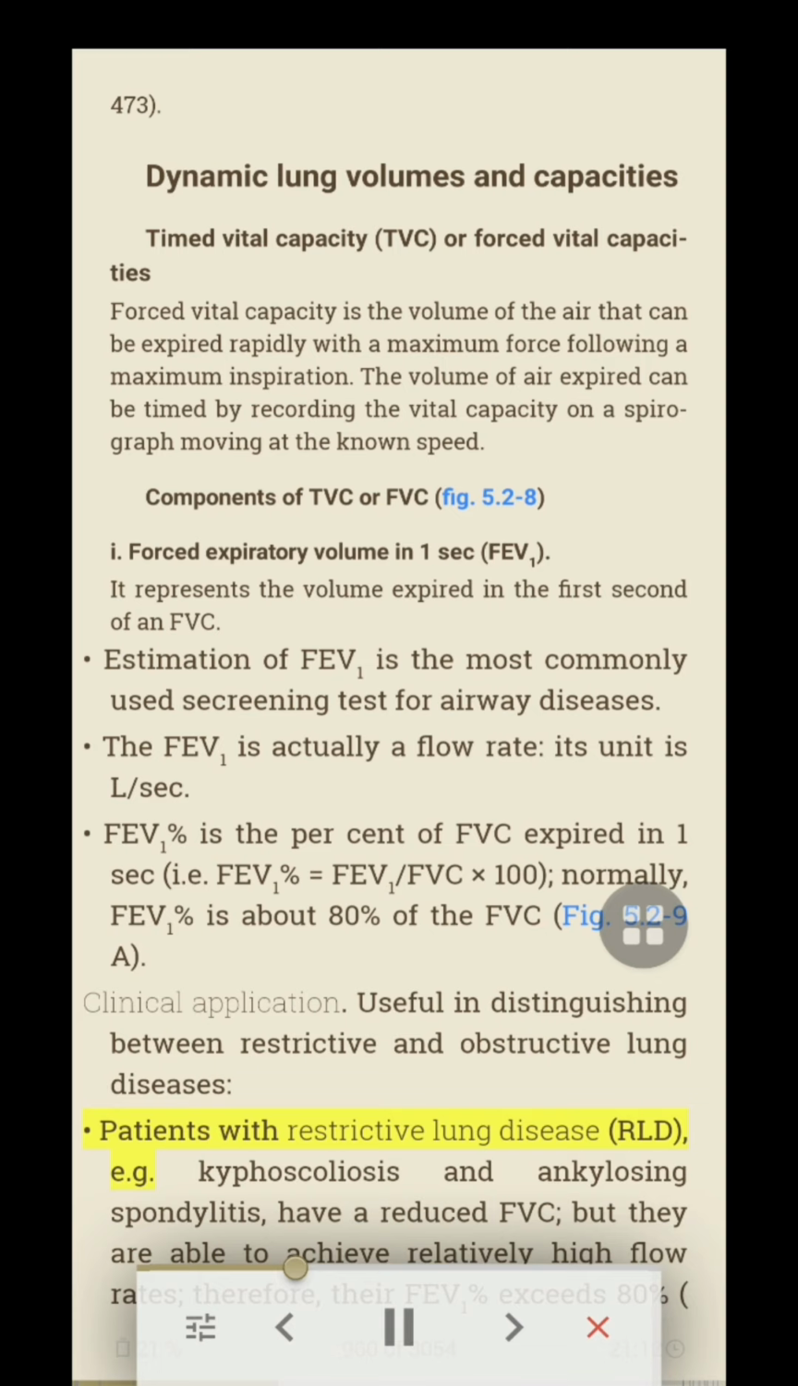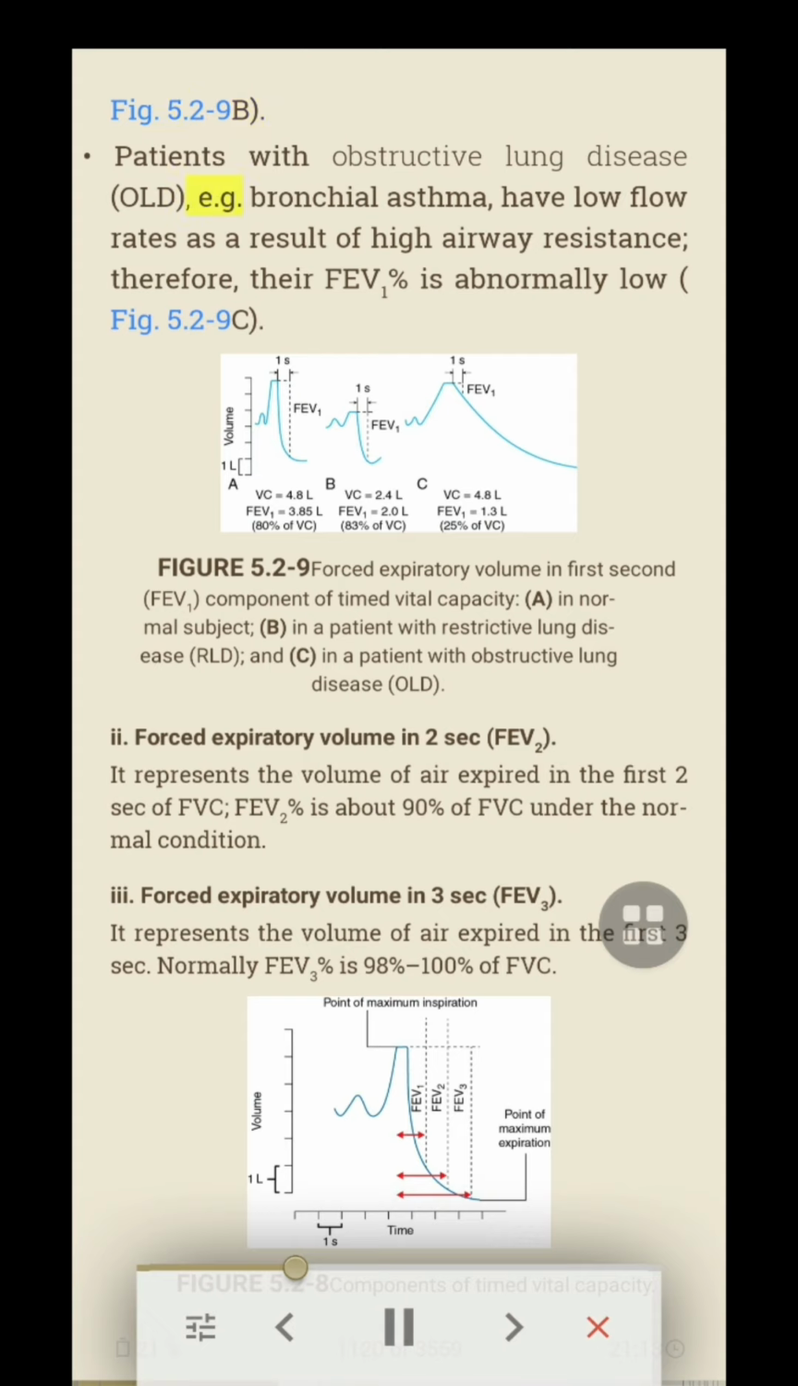Patients with restrictive lung disease, RLD, e.g. kyphoscoliosis and ankylosing spondylitis, have a reduced FVC, but they are able to achieve relatively high flow rates. Therefore, their FEV1% exceeds 80%, Fig. 5.2-9b. Patients with obstructive lung disease, OLD, e.g. bronchial asthma, have low flow rates as a result of high airway resistance. Therefore, their FEV1% is abnormally low, Fig. 5.2-9c. Figure 5.2-9: Forced expiratory volume in first second, FEV1, component of timed vital capacity. A. In normal subject. B. In a patient with restrictive lung disease, RLD. And C. In a patient with obstructive lung disease, OLD.